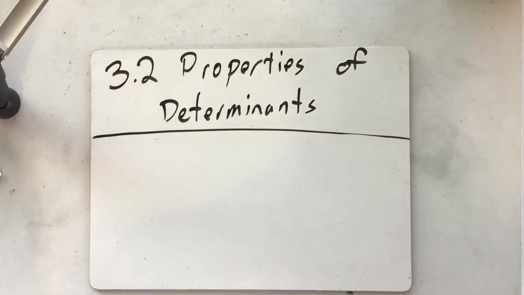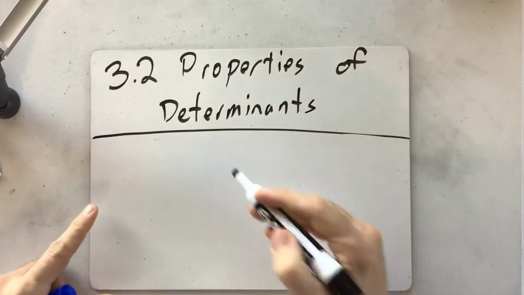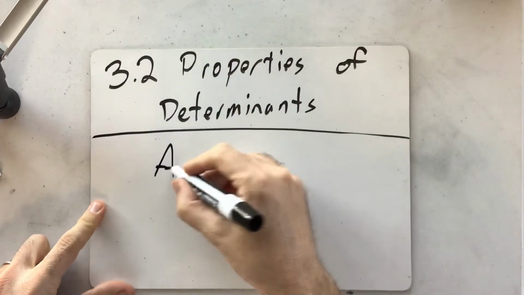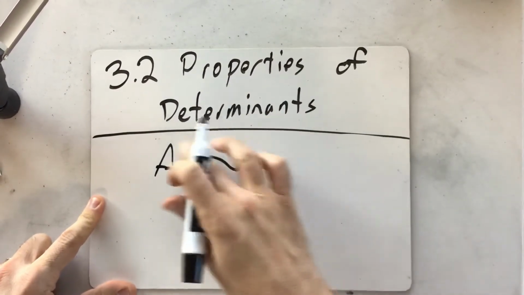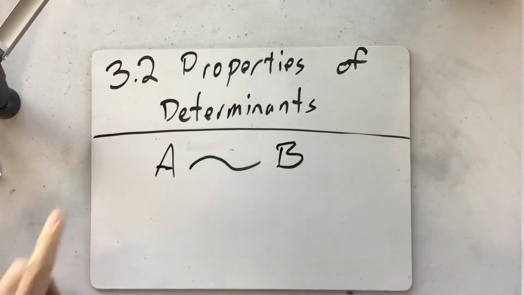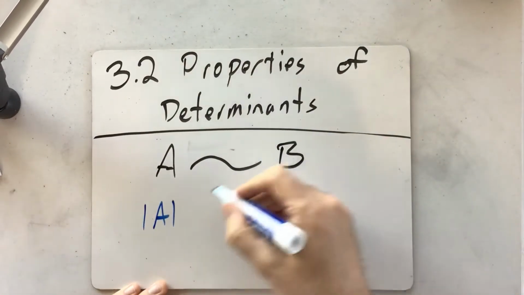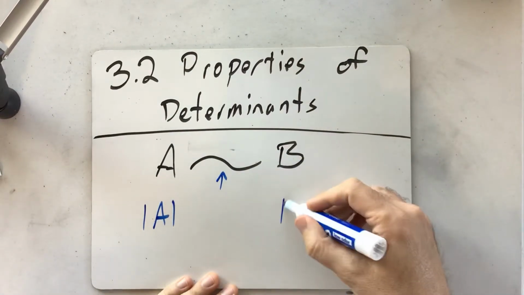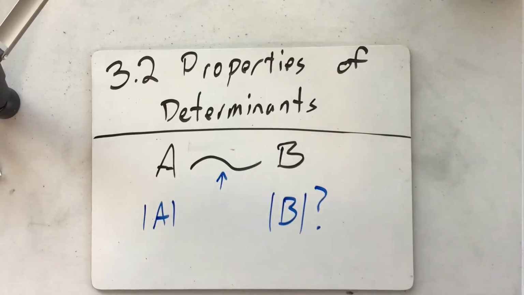Because we're a little tighter for time, and I want to get to the things that are a little more practical. But here's the short of it. If we have a matrix A and we want to row reduce that matrix, and we get a new matrix B, if we know the determinant of A and we know what this row operation is, can we figure out what the determinant of B is? And the answer is yes.